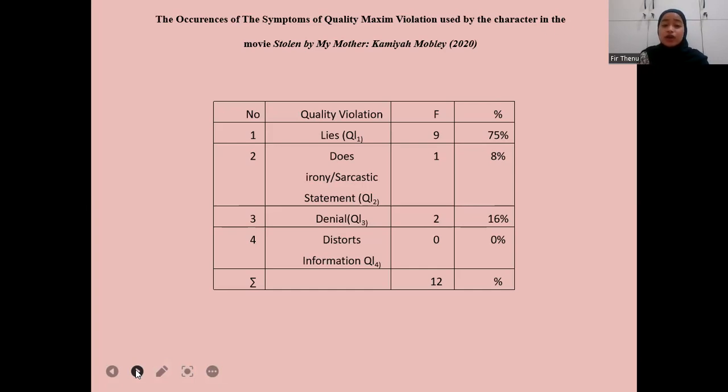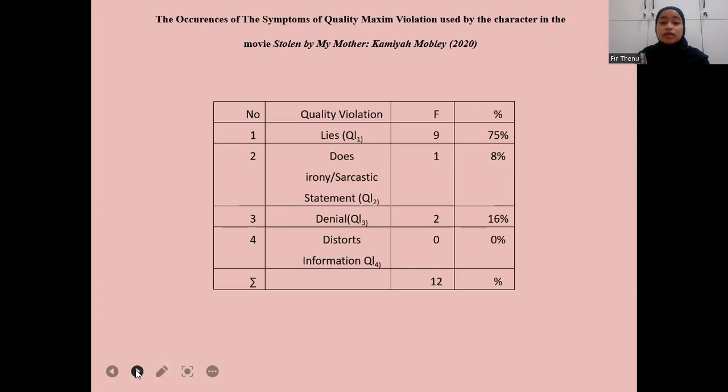However, for the last category, when the speaker distorts information, the researcher didn't find any related data in this category. So as you can see in the table, the first indicator, when the speaker is telling a lie, is the highest among the categories.